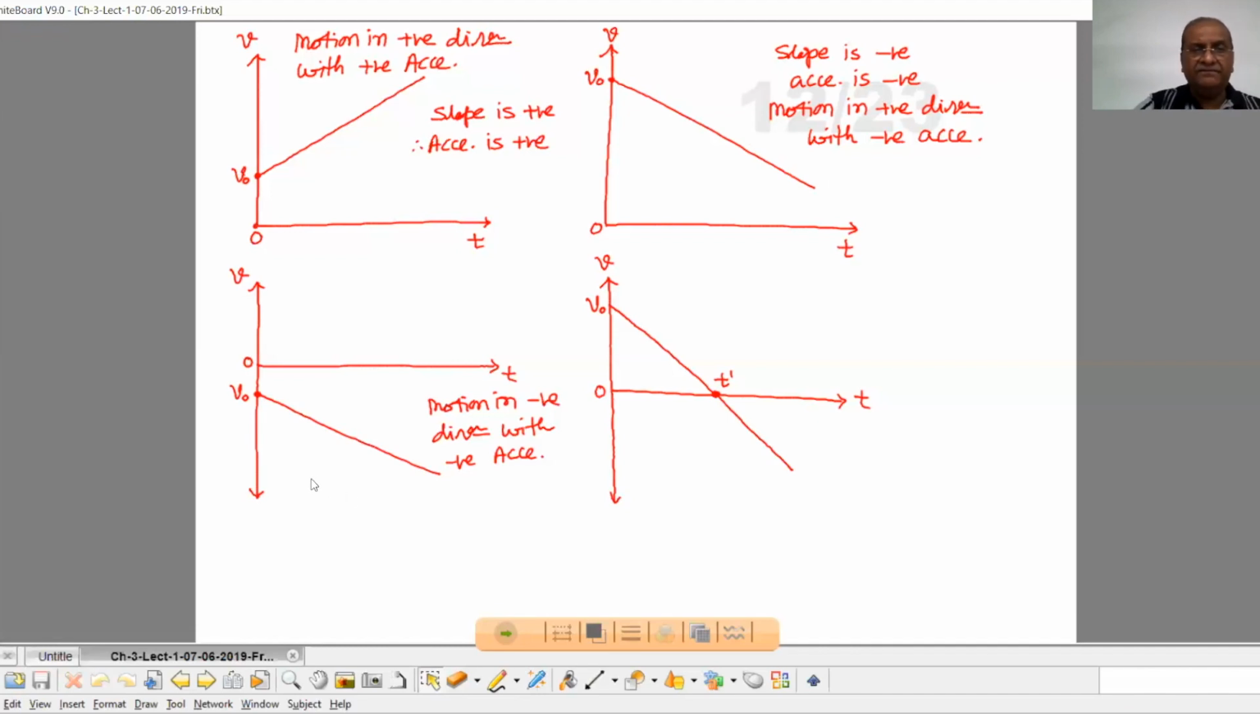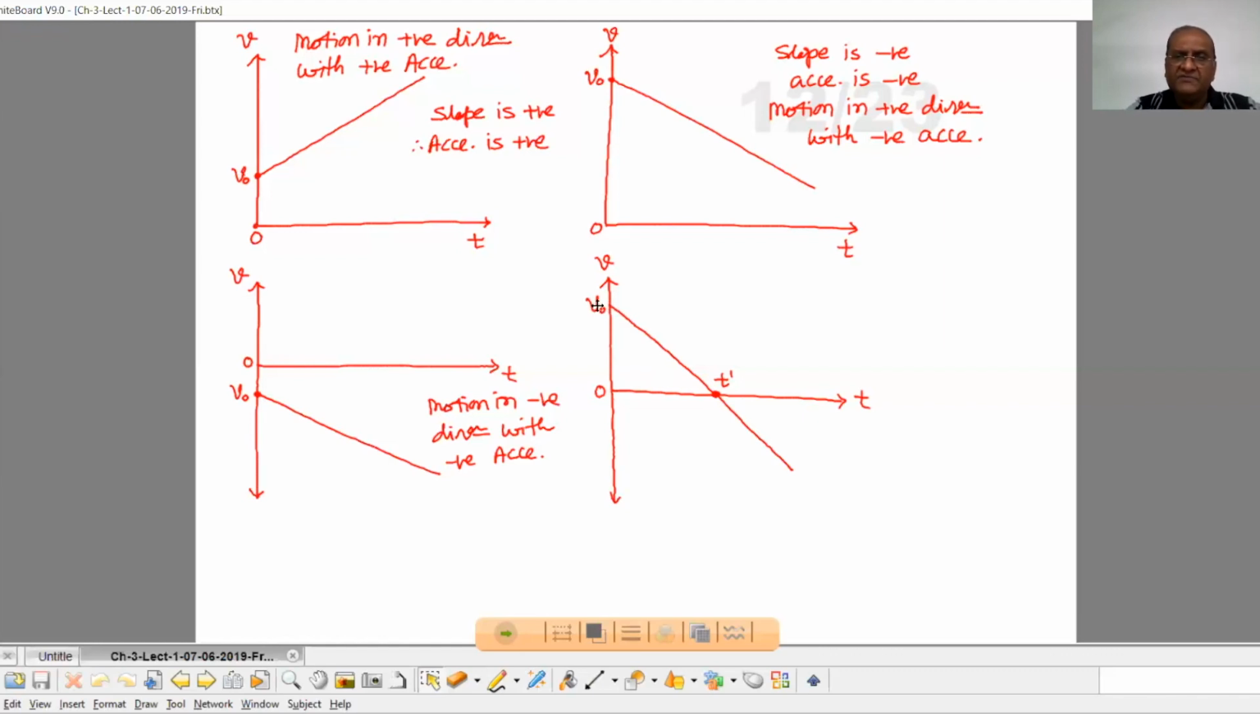Then the third graph. The graph is on the negative side, and here it is increasing in negative direction. So we can say motion is in negative direction, with negative acceleration, because final velocity is more negative compared to the initial one. And negative velocity means it is moving in negative direction. Okay.